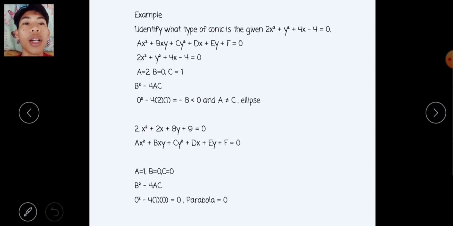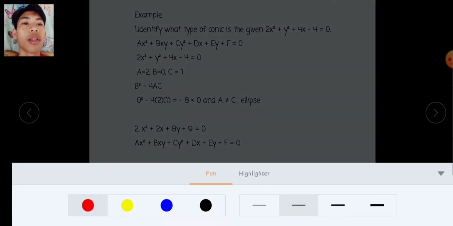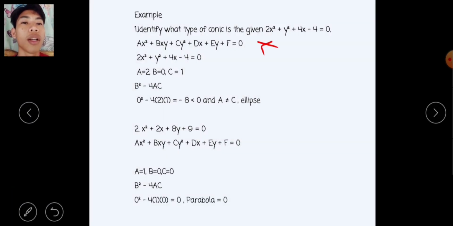Example: identify what type of conic is given. 2x squared plus y squared plus 4x minus 4 is equal to 0. So we're going to use this one and this formula. So here is the given: 2x squared plus y squared plus 4x is equal to 4.